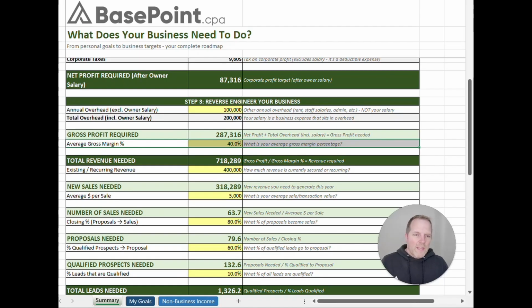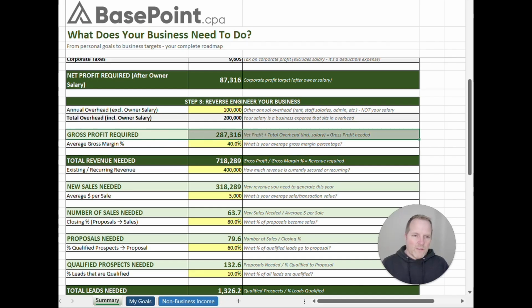So for example, in this case, if we're going to use a 40% gross margin, that means when you sell $1 of products or services, you are keeping 40 cents in order to pay for your overheads and contribute to your bottom line net income. So in this case, we're going to use 40%, and so that then back calculates the revenue that we need in order to generate that gross profit. Okay, so if we multiply $718,289 by 40%, that gives us gross profit of $287,316.